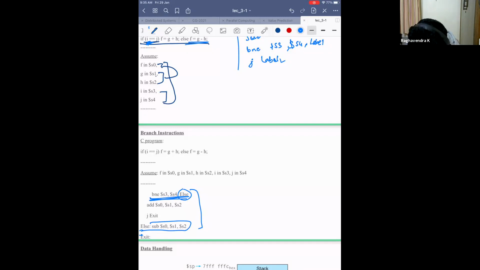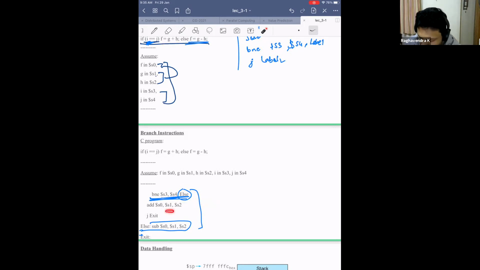This will jump only if these two are not equal. If they are equal, then it will go to the next instruction. Right? So this is the only thing that you have to remember. If these two are not equal, then I take this else and go here and start executing this instruction, which means that I skip these two instructions if S3 is not equal to S4. But if S3 is equal to S4, then this jump will not happen. Then the next instruction that will get executed is this add. And that's what I want.